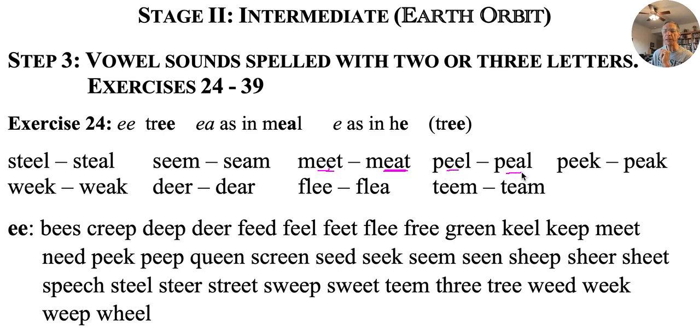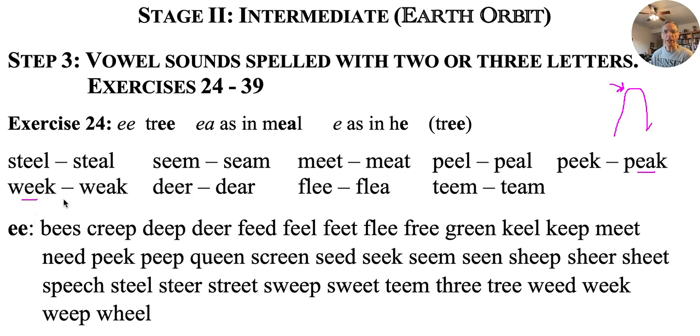Peel, peal. The first one you know probably, like peel an apple, but the second one, peal, is like the ringing of a bell. That sound, the peal of the bell, and that's a good word to know. Next we have peek, peak. The first one is peek, like peekaboo, the little baby plays peek. And P-E-A-K is like the peak, which is the top of a mountain. And maybe you've heard of Pikes Peak.